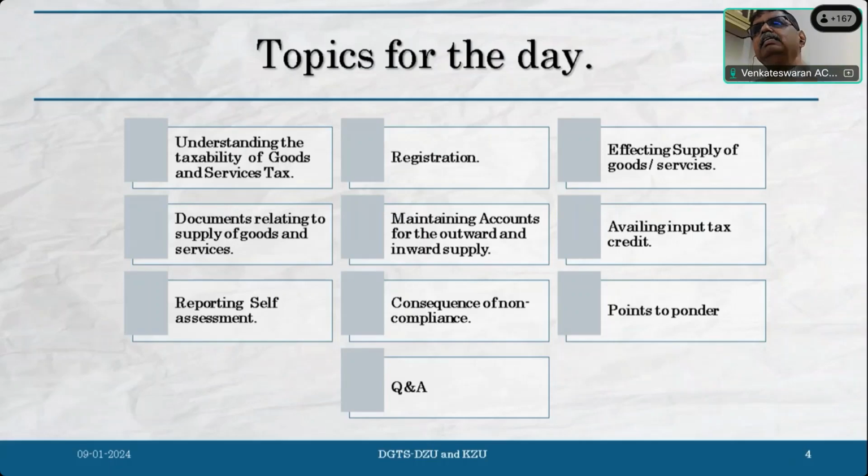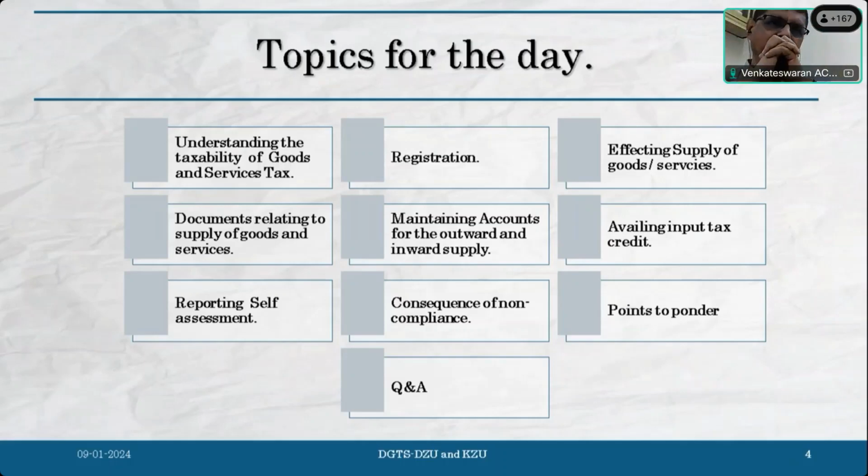Then, having supplied the goods, there are some responsibilities on my part for my inward supply, which means my purchases, and sales. Also, being a self-assessment, I have to keep some documents ready when the department wants to verify whether my self-assessment compliance is correct. So there are certain requirements, called documents related to the supply of goods, and maintaining accounts for outward and inward supplies. Whether it is a manufacturer or trader, these documents are essential and this compliance is a must.